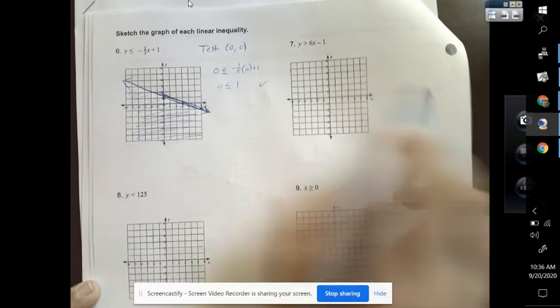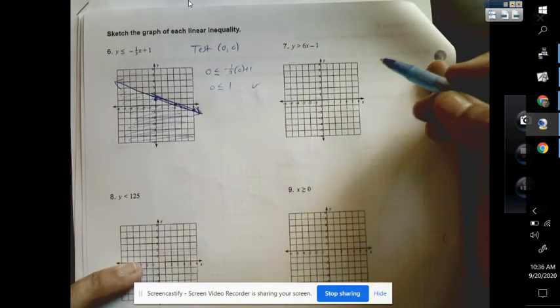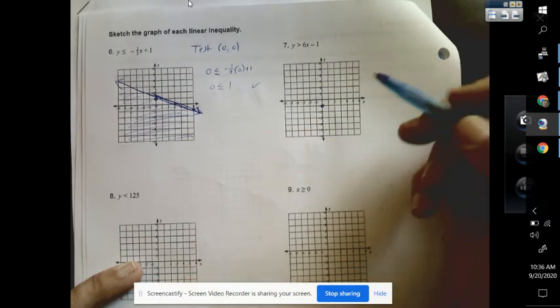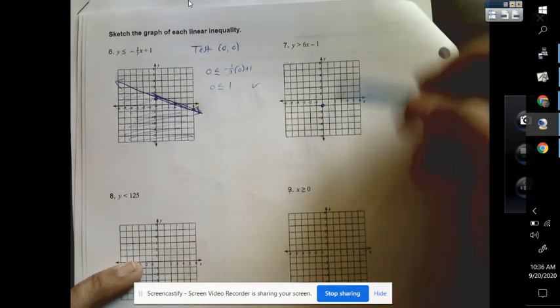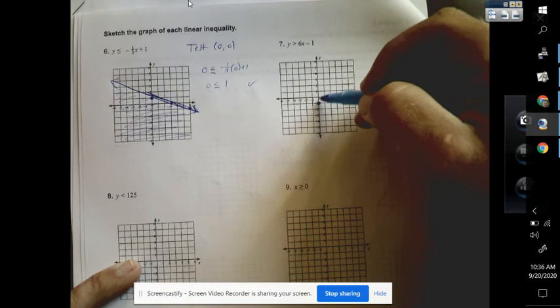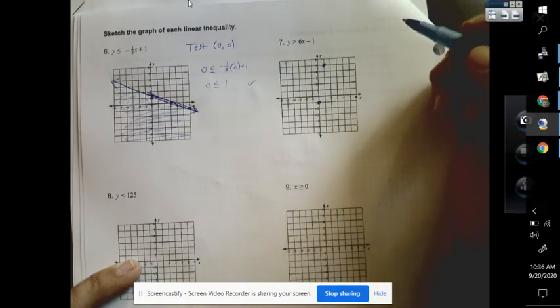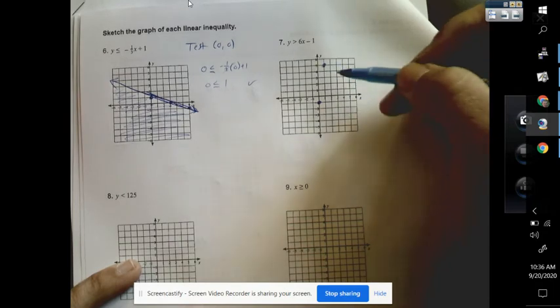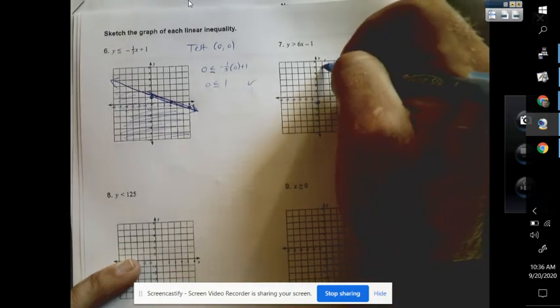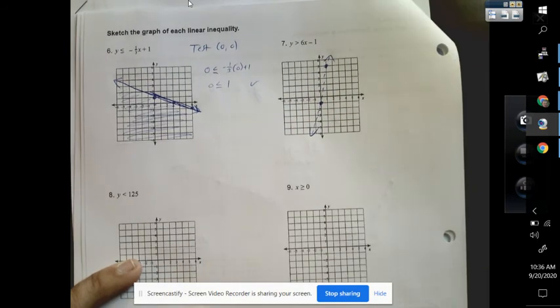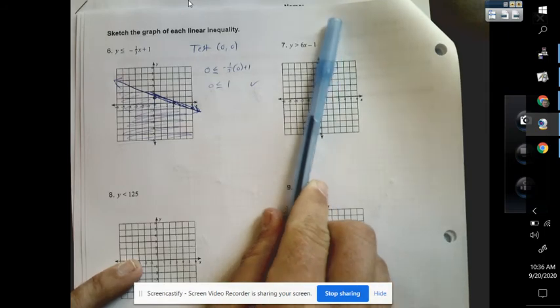Yeah. Okay, y is greater than 6x minus 1. So my y-intercept is negative 1 down here, right? My slope is 6. So I'm going to go up 6 over 1. So up 6: 1, 2, 3, 4, 5, 6, over 1. It's a very steep line. Greater than is just a dashed line. So when I do this, okay, I'm good to go. And then I'm going to shade greater than, I'm going to shade above it.